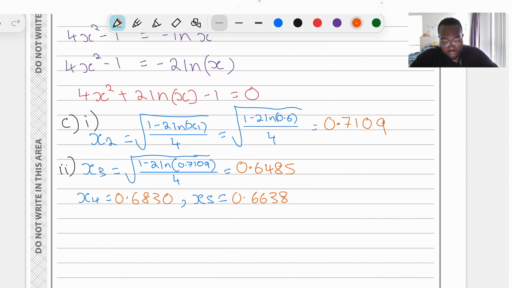So if I do this on my calculator just to show you, I've done the 1 minus the 2 ln 0.6 over 4. And if we do that, obviously we get the 0.7109. So that was our x2, okay? And now, if I just change that 0.6 to the answer function, we get the 0.6485, so that was our x3. And we just want to keep doing this until an iteration just gives us the same value of alpha to 4 decimal places.